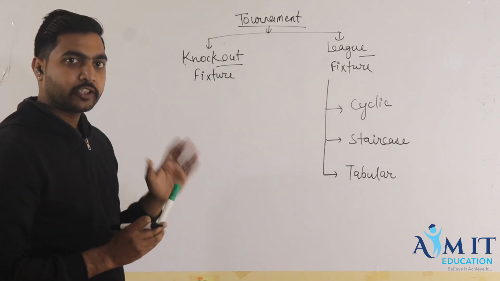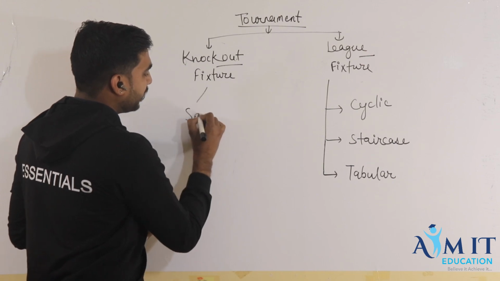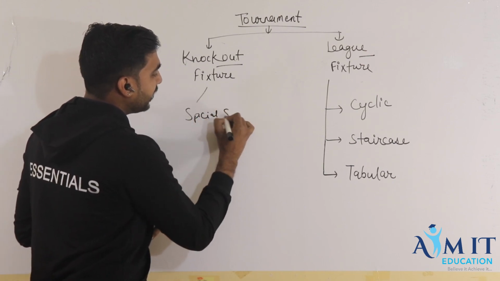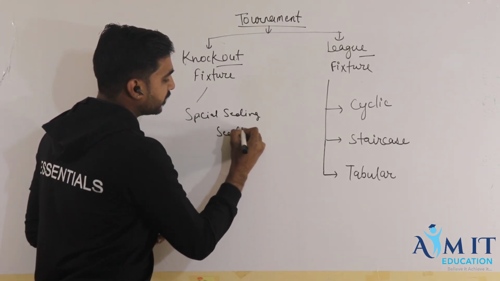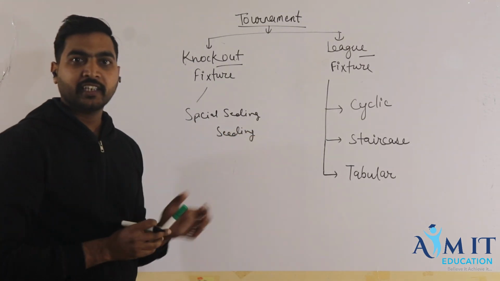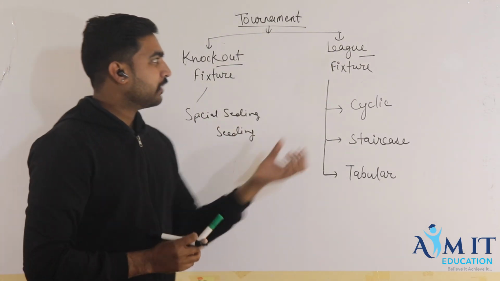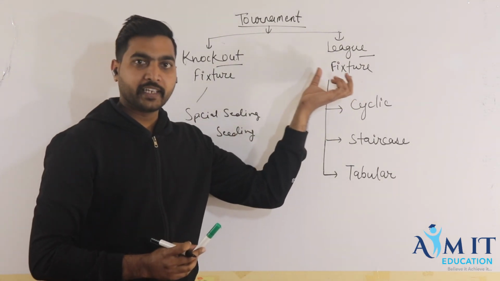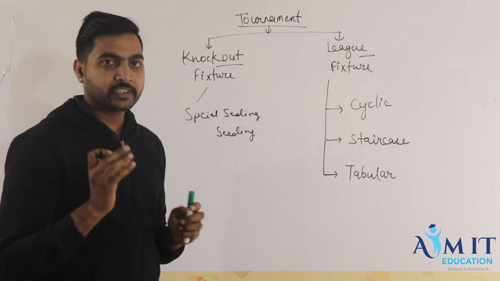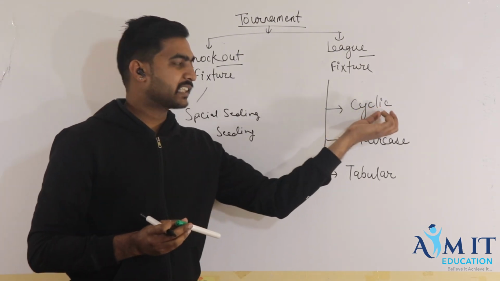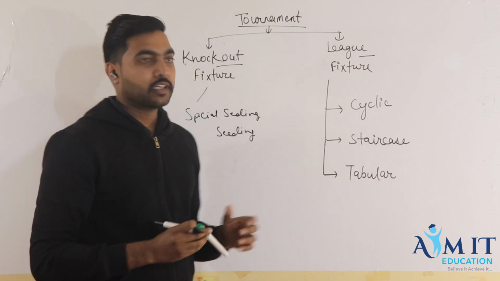In knockout there are two conditions. One is normal knockout, then we have the special seeding and the normal seeding. So there are two other conditions that are part of the knockout. Next, second one is the league fixture. In league, we make the fixtures on the basis of three types: first one is cyclic, then the staircase method, then the tabular one.